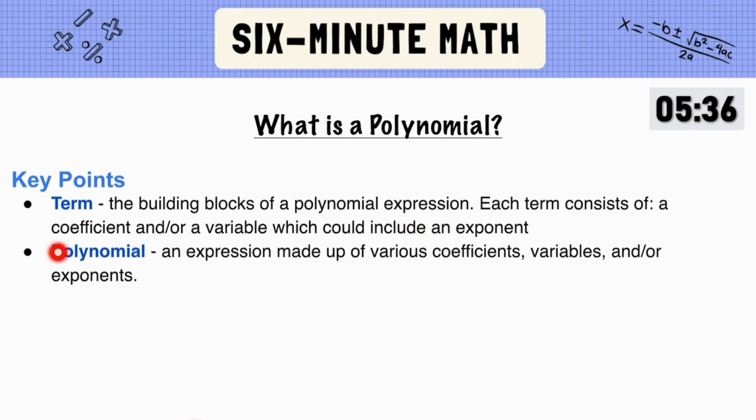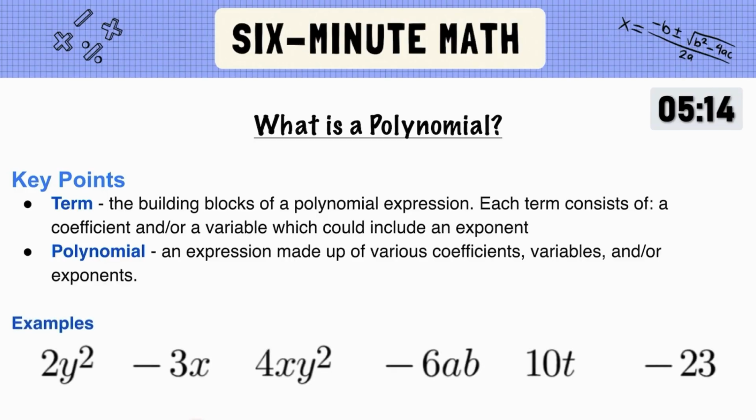A bunch of terms connected together through addition or subtraction is going to be a polynomial. This is an expression made up of various coefficients, variables, and or exponents. And as I mentioned, they typically are separated by a positive or negative, addition or subtraction.